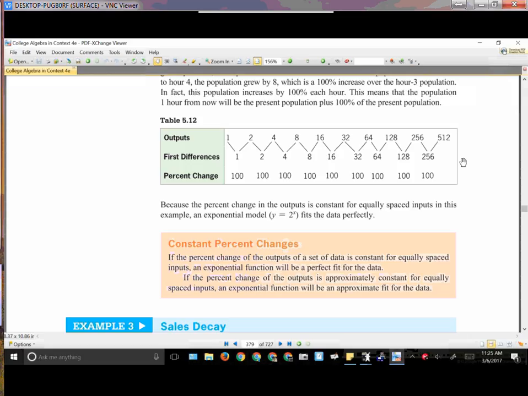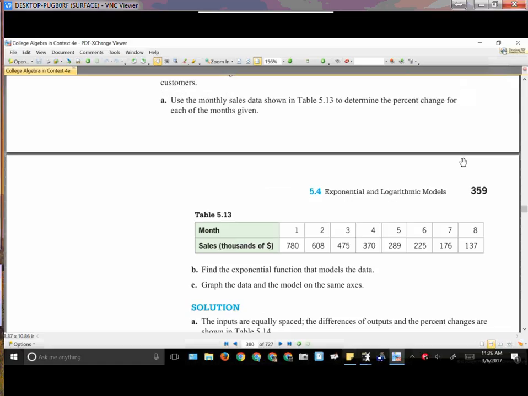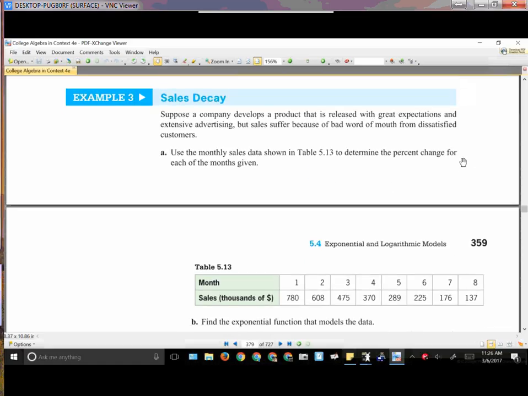Is it going through and approximately multiplying everything out by a value? Is it doubling? Is it tripling? Now, it also means it could be cut in half as well. So you need to keep that in mind. Which leads us here into sales.